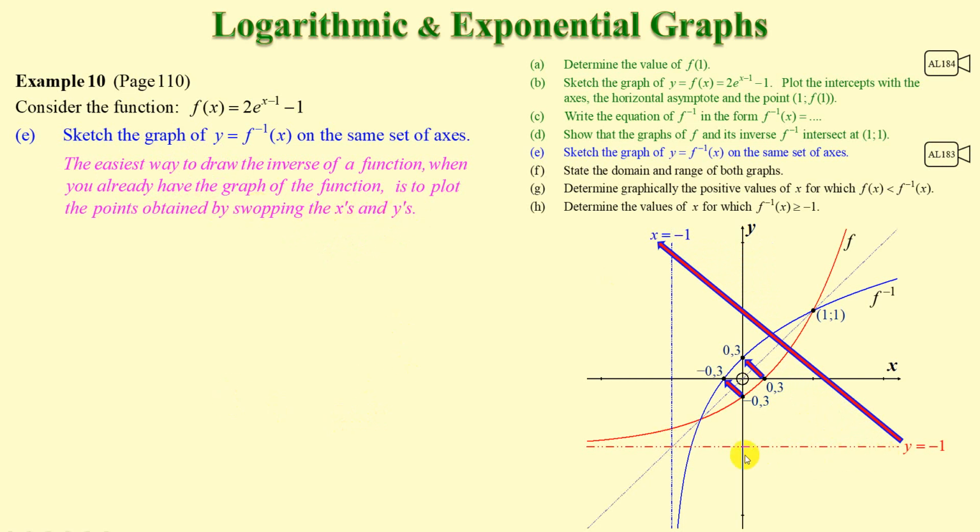So there we are. The original graph has an asymptote of y equals minus 1. Therefore, the new graph will have x equals minus 1. The 0.3 x-intercept will become a 0.3 y-intercept. The negative 0.3 y-intercept will become a 0.3 x-intercept. And there is our new graph. The original is asymptotic to the negative side, so this one is going to be asymptotic to the negative side of y.